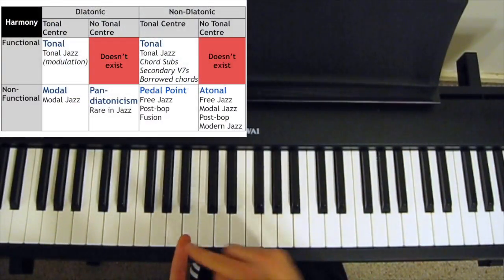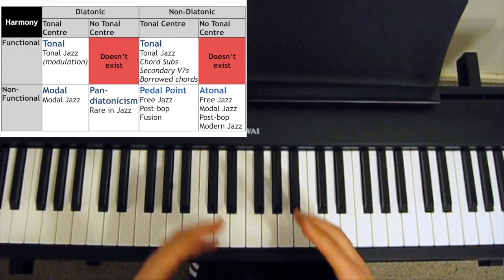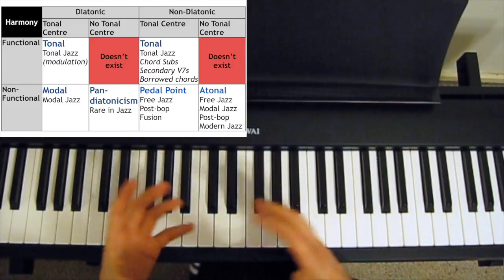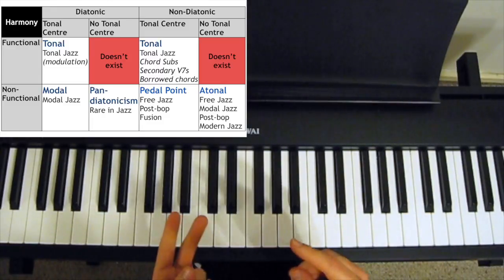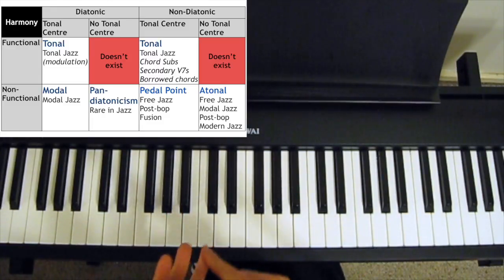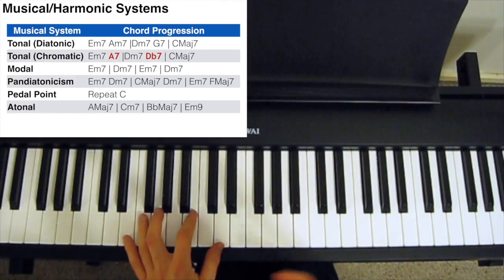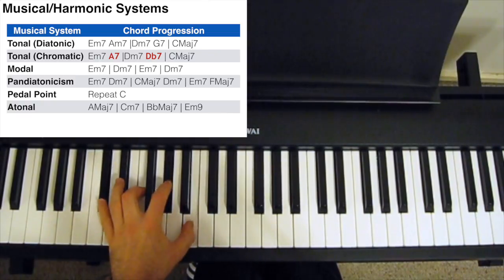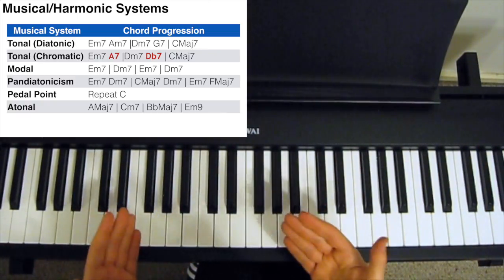Next, if you have a functional chord progression, a tonal center, but non-diatonic chords, then we're still within that tonal musical framework. We're just using some more interesting devices like chord substitutions, secondary dominants, and borrowed chords. So for example, you could have a chord progression as follows. Right, so we're in the key of C major.